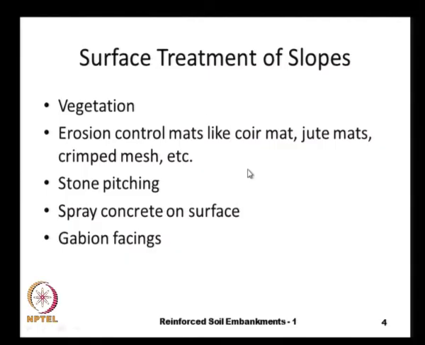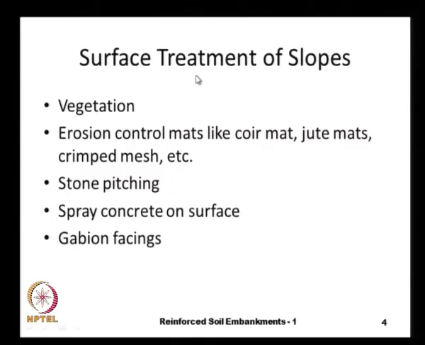Well, whenever we have an embankment or a slope, as you can see on the roadsides or railway embankments, the surface is free to the rainwater or wind erosion and so on. And how do we protect the surface on the slopes?